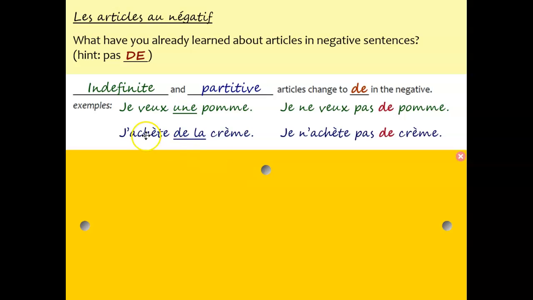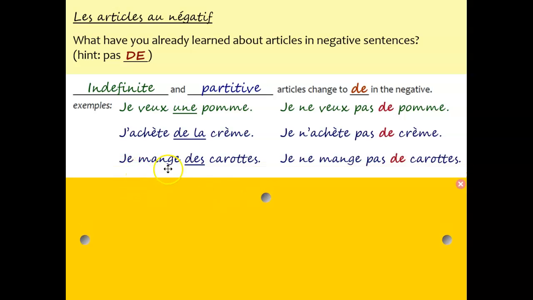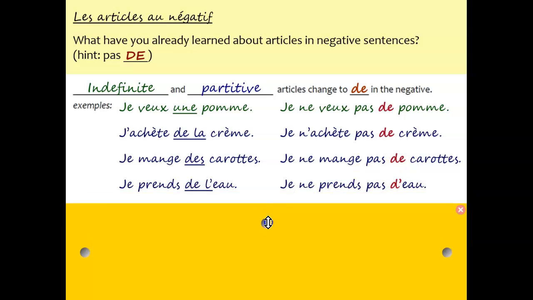We have the same thing here. J'achète de la crème. I'm buying some cream. Je n'achète pas de crème. I'm not buying cream. Je mange des carottes. I'm eating some carrots. Je ne mange pas de carottes. I do not eat carrots. So une, de la, and des, all of those change to de in a negative sentence.